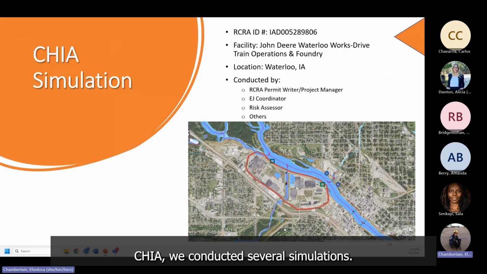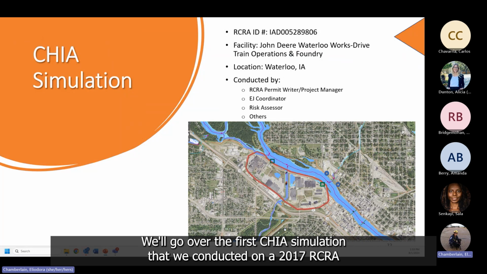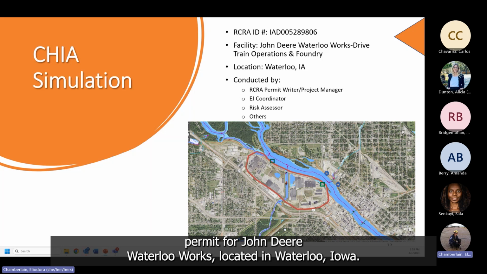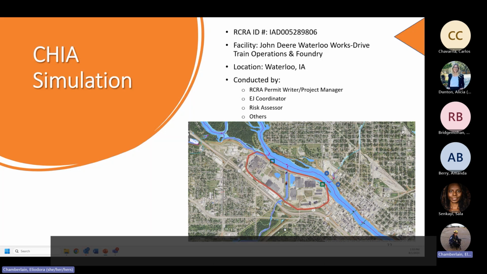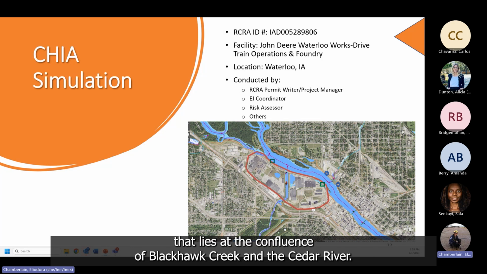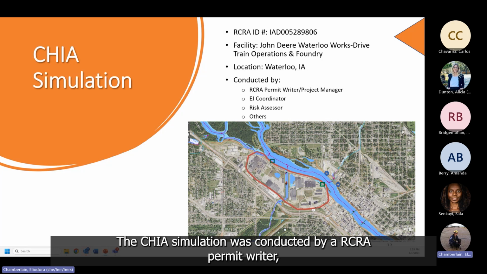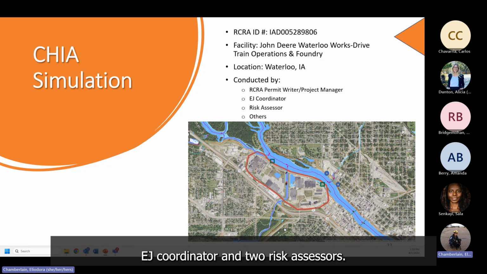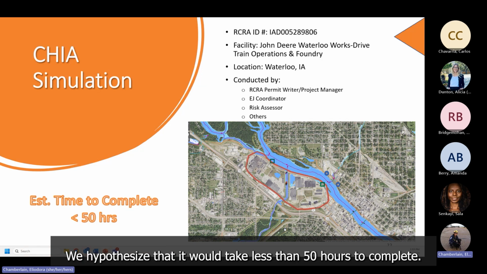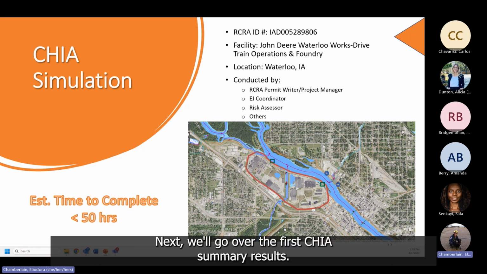To test CHIA, we conducted several simulations. We'll go over the first CHIA simulation that we conducted on a 2017 RCRA permit for John Deere Waterloo Works located in Waterloo, Iowa. It's a 280-acre light industrial facility that lies at the confluence of Blackhawk Creek and the Cedar River. The CHIA simulation was conducted by a RCRA permit writer, EJ coordinator, and 2 risk assessors. We hypothesized that it would take less than 50 hours to complete. Next, we'll go over the first CHIA summary results.